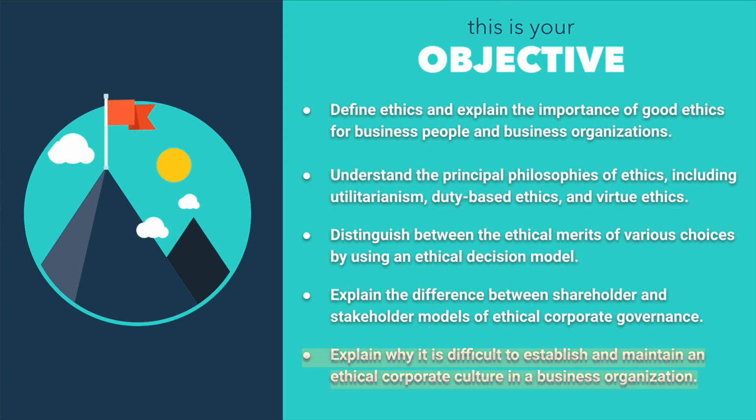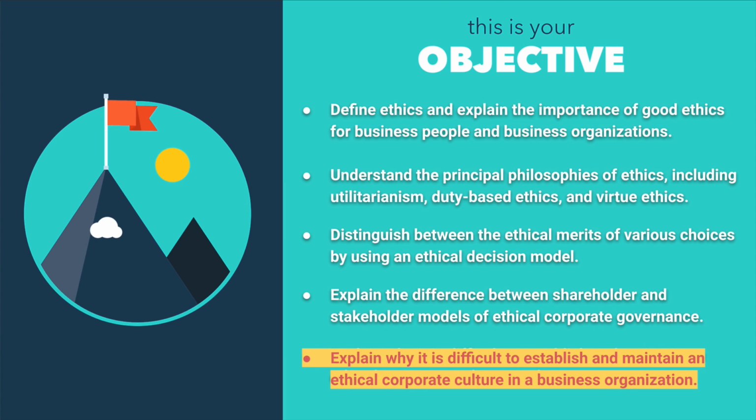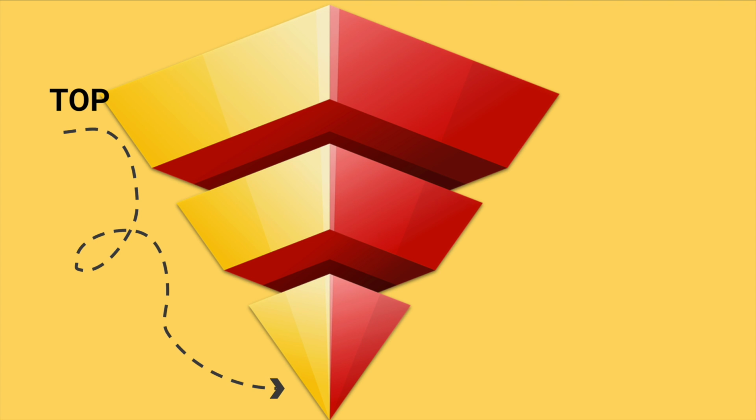Okay, we've checked the fourth objective off our list. Let's turn our attention to the last one. Why is it difficult to establish and maintain ethical corporate culture in a business organization? Ethical leadership is top-down. People in an organization tend to watch, observe, and even mimic what the top managers and officers say and do. Sometimes, if leadership is ethical, the practice of good ethics tends to trickle down to all other persons in the organization.